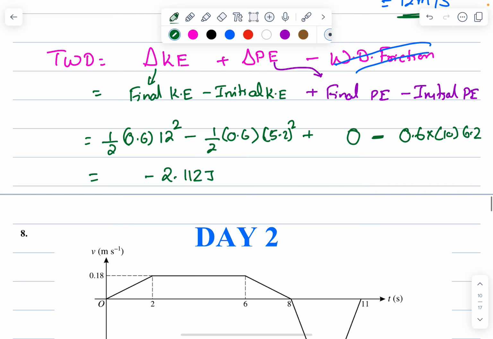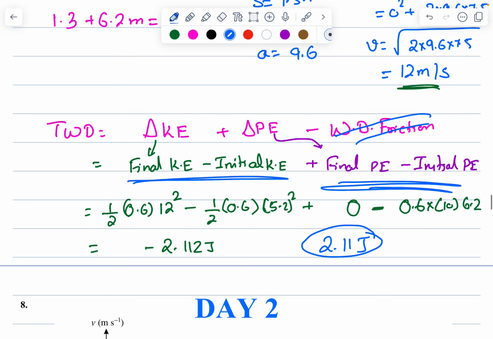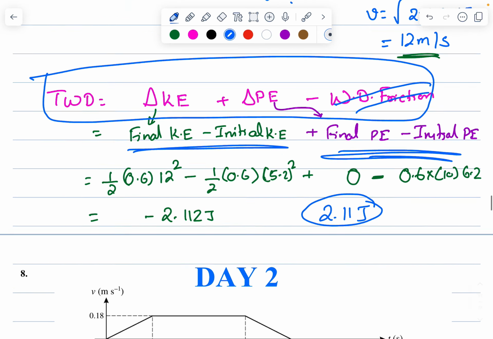But it is work done against the friction. So therefore, what am I going to do? My final answer is 2.11 joules. So don't write it in a negative answer, write it in the positive. So final kinetic energy minus initial kinetic energy, and final potential energy minus initial potential energy should give you the total work done. You should be able to remember this formula for calculating the total work done.